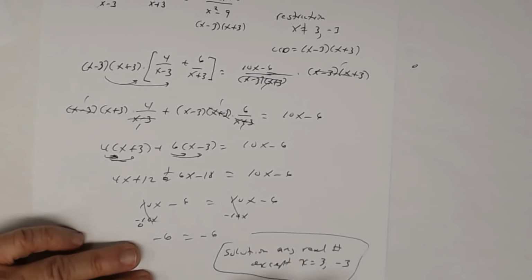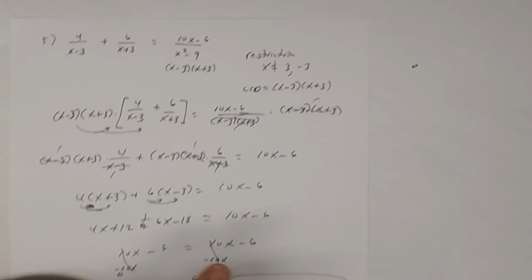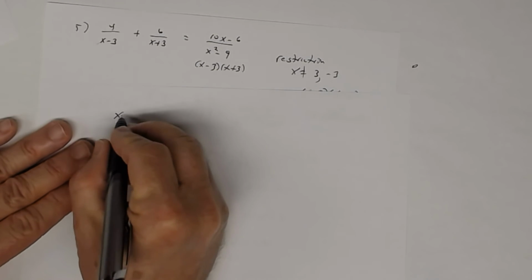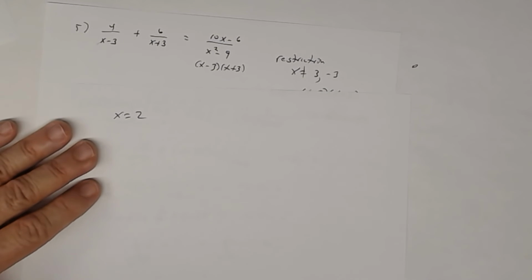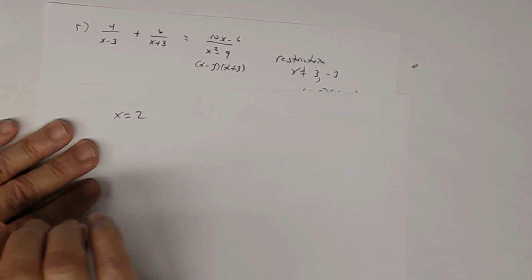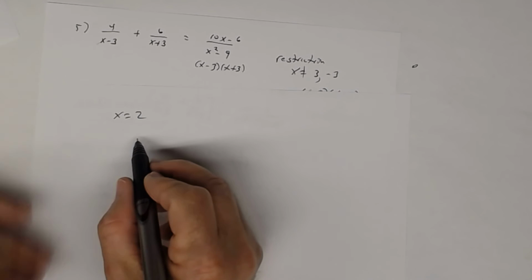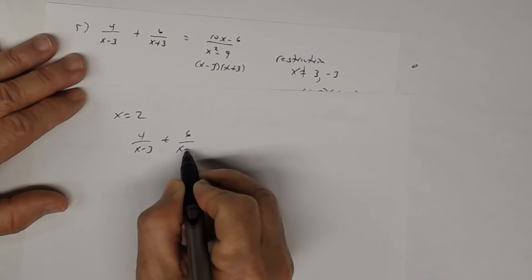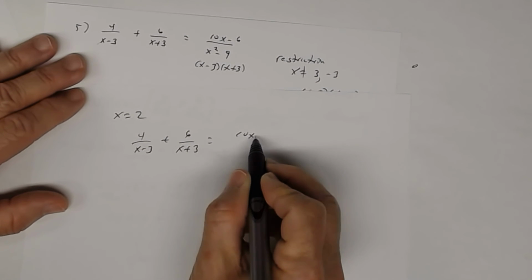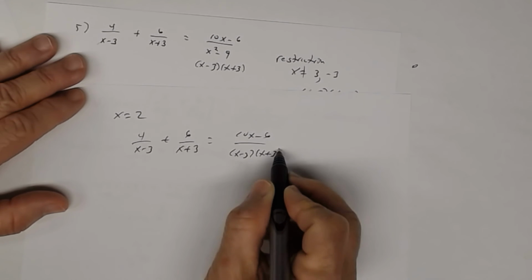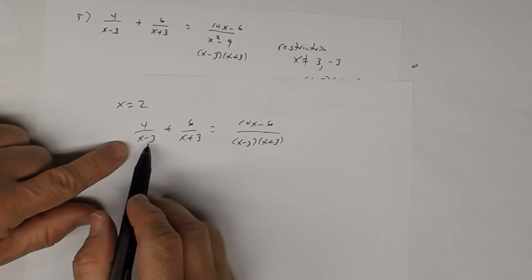But what this means is that if you substitute any number for x, for example, x equal 2, which is not a restriction, so I'm saying it's all real numbers, then x equal 2 should be a solution. So watch, you're going to see that's true. So I get 4 divided by x minus 3 plus 6 divided by x plus 3 equal 10x minus 6 divided by x minus 3, x plus 3, right? So let's substitute 2 in there, and you'll see.